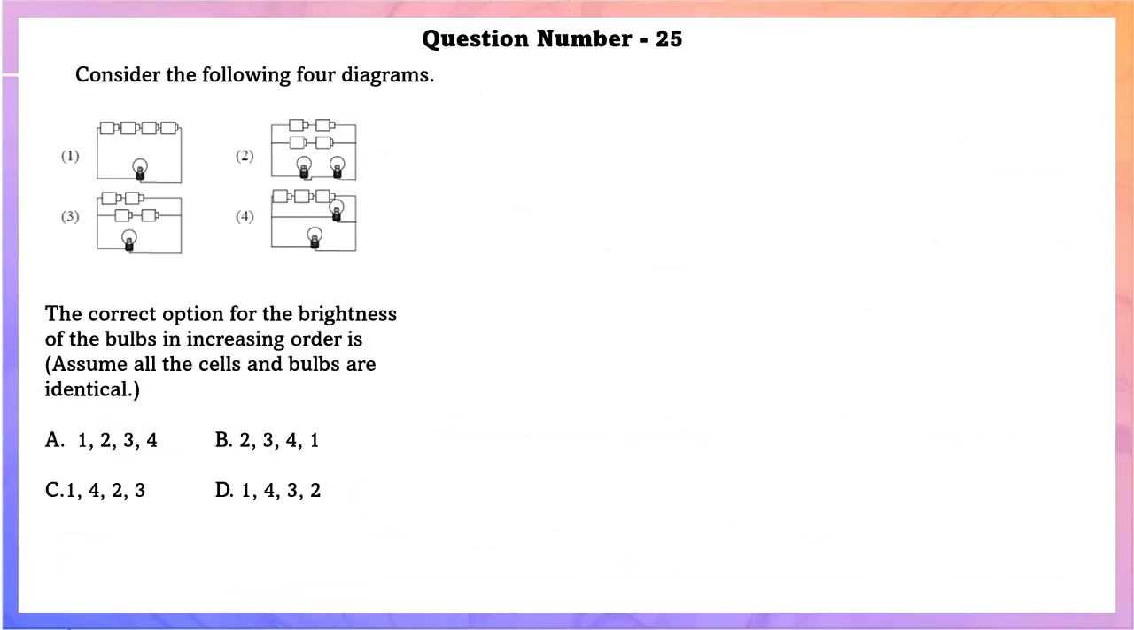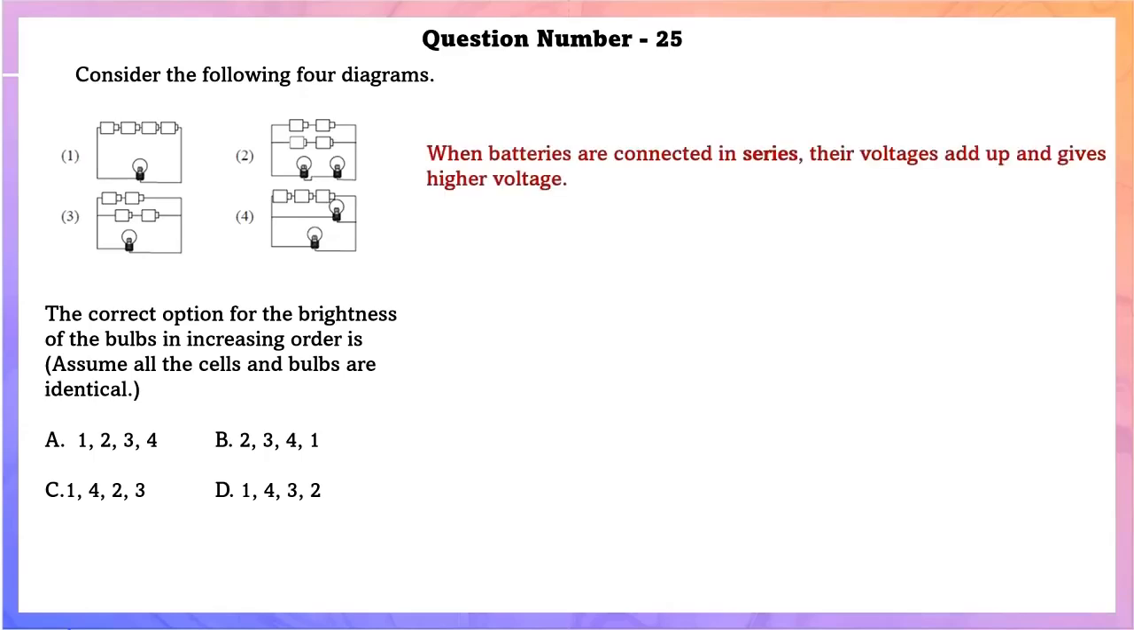Question number 25. Consider the 4 diagrams. The correct option for the brightness of the bulbs in increasing order is, assume all the cells and bulbs are identical. When batteries are connected in series, their voltage adds up and gives higher voltage. So, the bulb glows brighter when connected to series connected batteries.